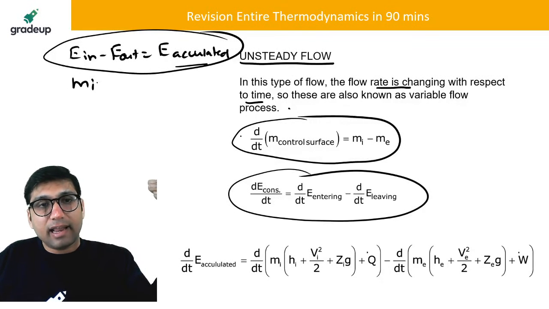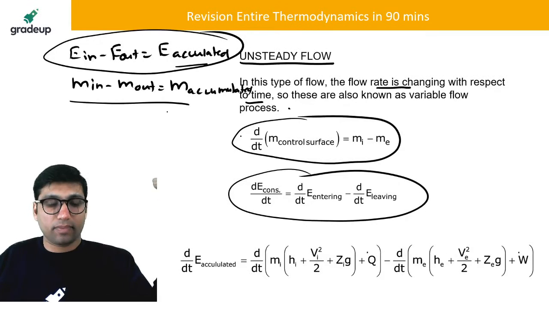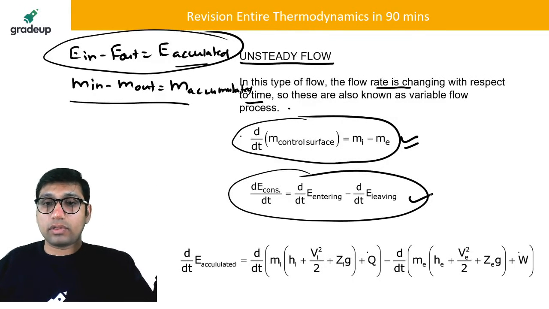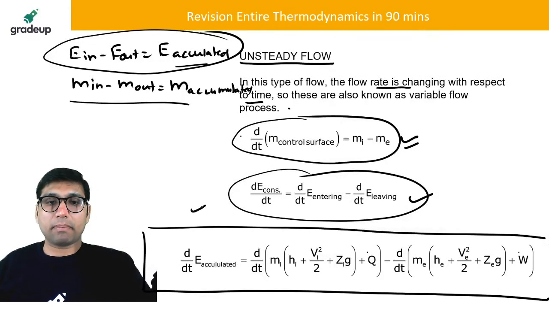Similarly, the mass at the inlet minus mass at the exit will not be zero. It will be equal to some mass which will be accumulated, which will be stored inside the system in the unsteady flow. Okay, so in the unsteady flow, the mass at the inlet minus exit is not equal to zero. Same applies to energy. So this is the energy equation for unsteady flow. You have to remember.